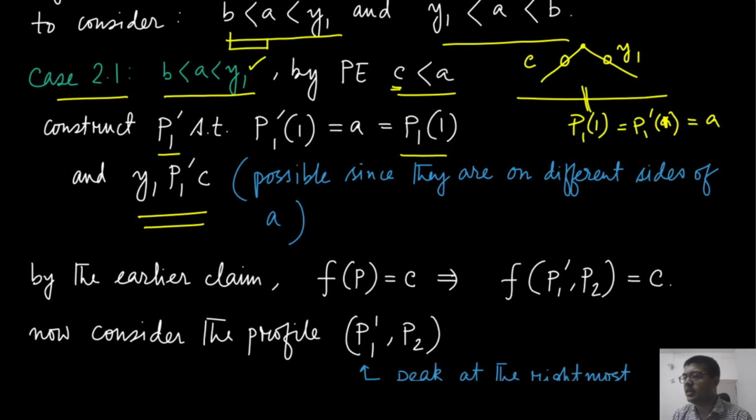Now by this earlier claim, what we have done in these two preferences, in P and in P1 prime and P2, the peak for player 2 remains the same, and by construction we have retained the same peak for player 1 as well. So because of the previous claim that we have just proved, the outcome of f of p is c in the first case, so therefore it should continue to retain the same social choice outcome.